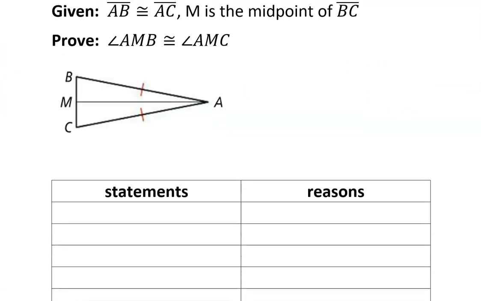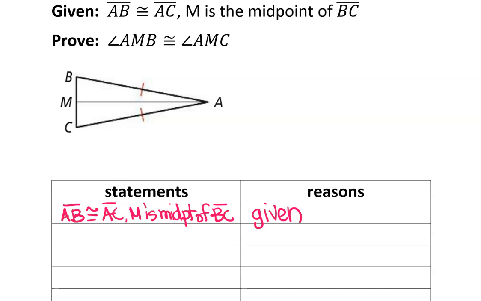Here's a got it question. AB is congruent to AC. M is the midpoint of BC, and I like these because they're doing a couple of different things that you haven't seen in a while. So I'm going to put the given in here right away, and abbreviate just a bit. So AB is congruent to AC is marked.